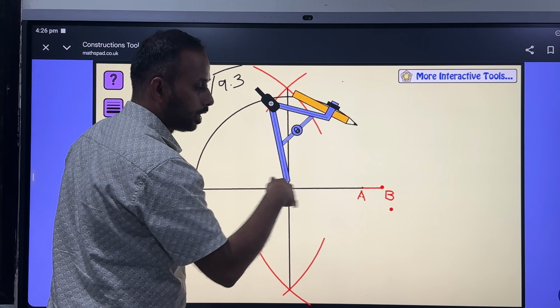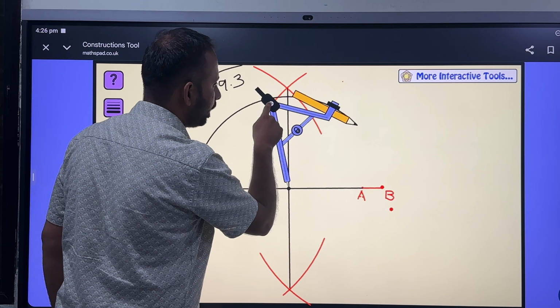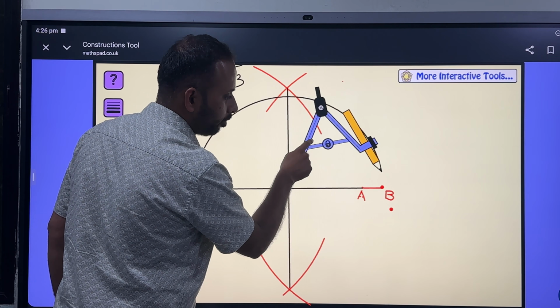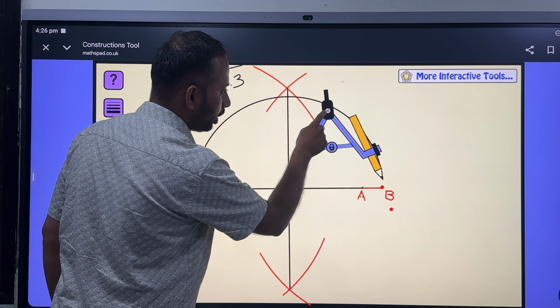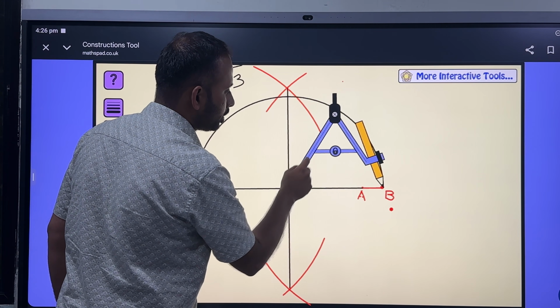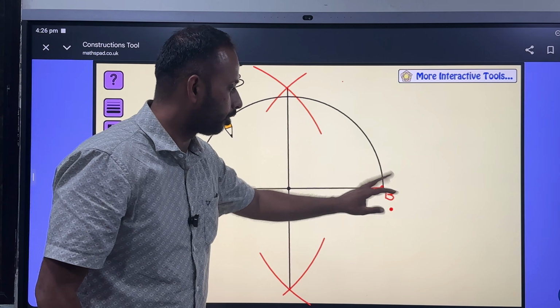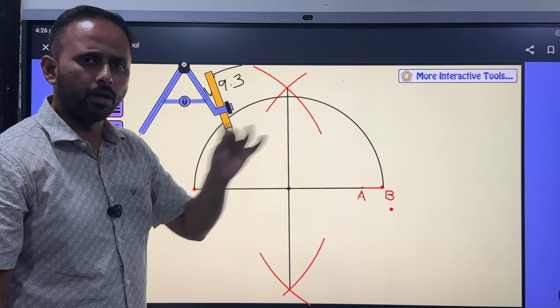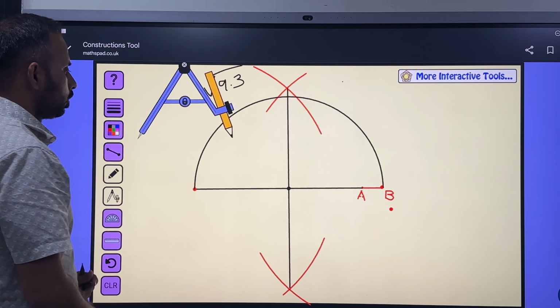Keep it in mind, it should touch the point B. The distance of B is 10.3, and our point A is 9.3. Remember that. So this is our semicircle. As you can see, we got our semicircle exactly on point B. A small difference of 0.1 or 0.2 is fine, not an issue. Now what are we going to do?